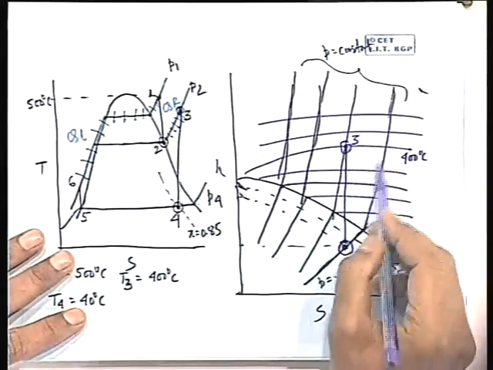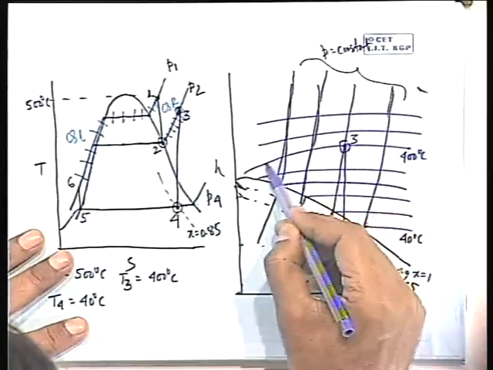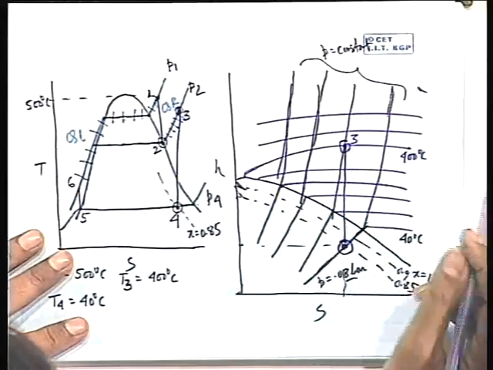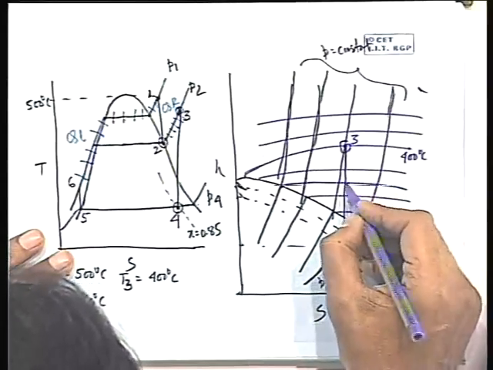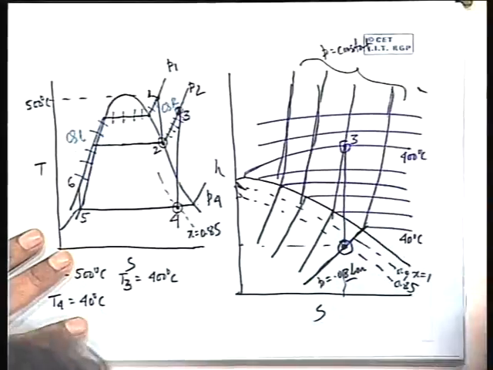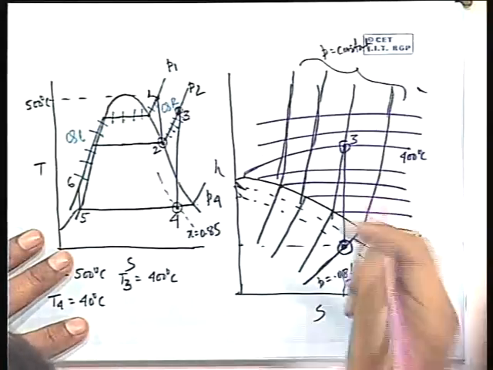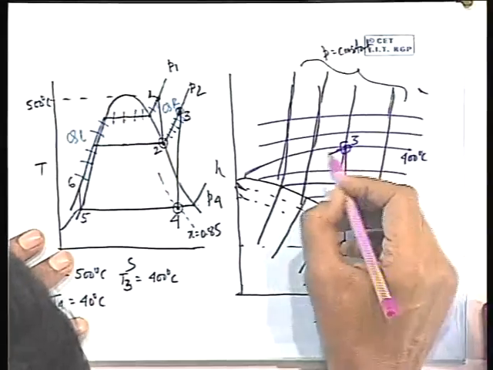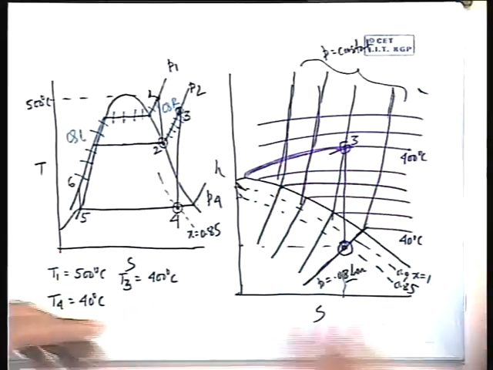So we know the point 3. So therefore how do I know the reheat pressure? This temperature 3 cuts somewhere here. Actually this diagram should be like this, otherwise this looks odd. Okay, I just change this diagram. So this is the constant temperature line. Now this is all right, let it be like this.